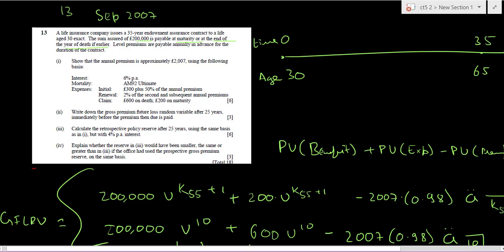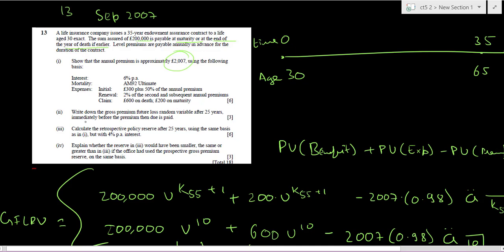And then you have got the first question: show that the annual premium is approximately 2007 using the following basis. So 2007 is the amount of premium you have to show using this basis. This I'm not doing, this you have to do by yourself. Your interest rate is 6%, AM92 mortality, initial expense is 300 plus initial annual expenses of 0.5p. Subsequent expenses are 2% of second and subsequent premiums, and there is a claim expense of 600 on death and 200 on maturity. So these things are there, and you have to calculate the premium.